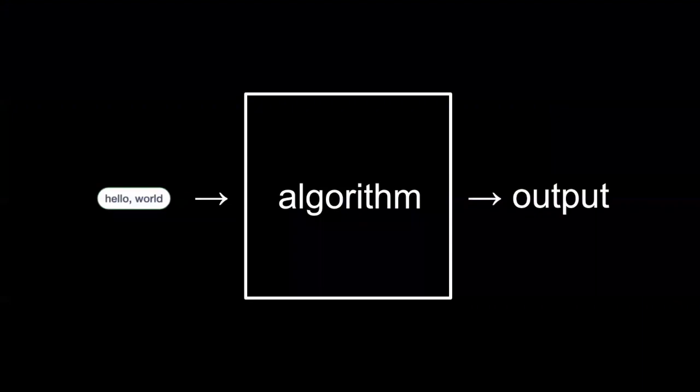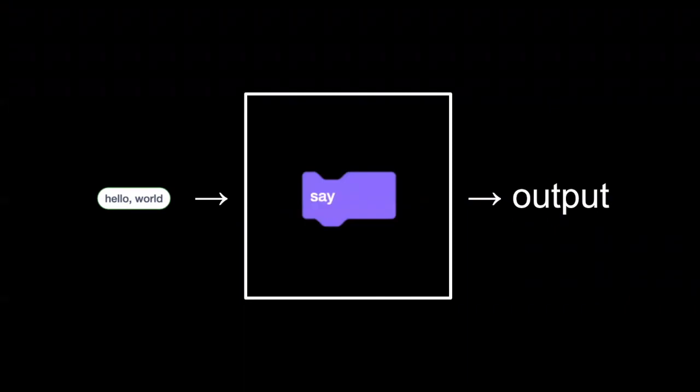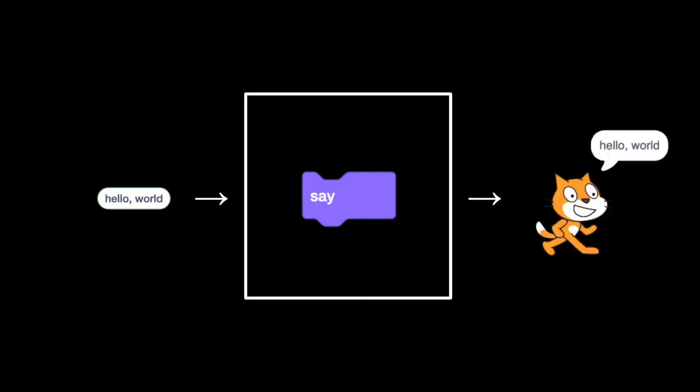So what is our input? Our input is the text we want the cat to say. In this case, it's hello world. This is the raw text or the raw material of what we want our program to do. Then we have the algorithm, the way of taking the input and transforming it. In order for our hello world input to be usable in any form, we must use the say block. We use the say block in order to get an output of the cat saying hello world.